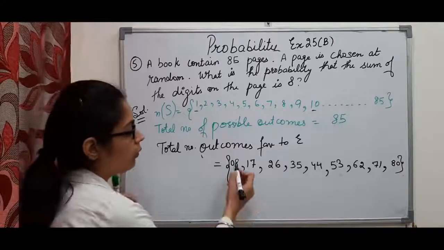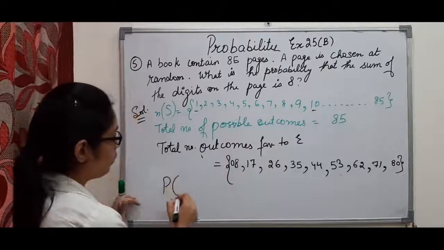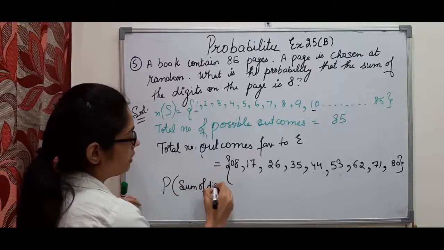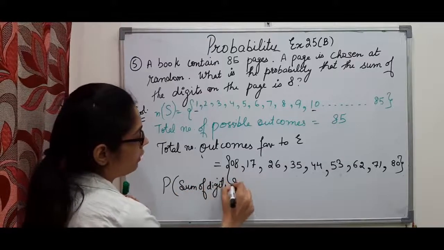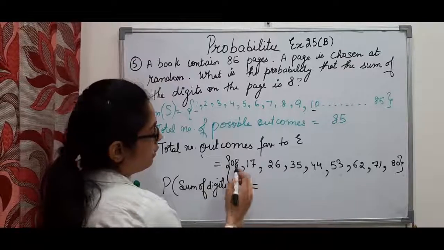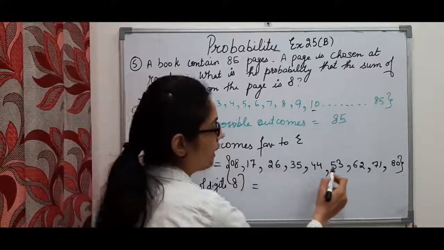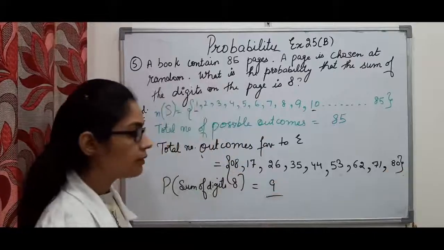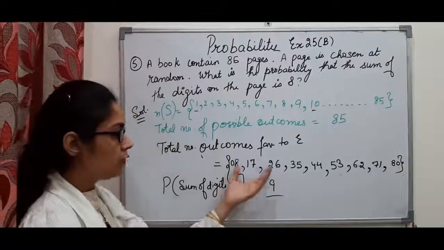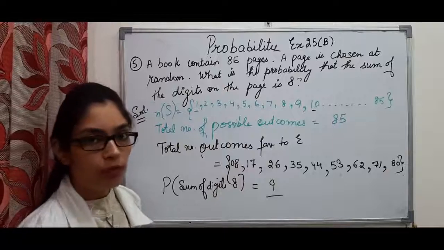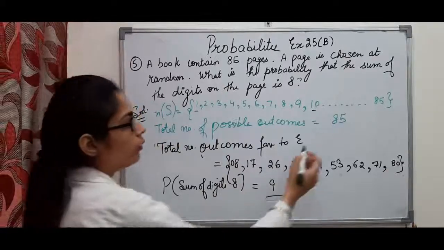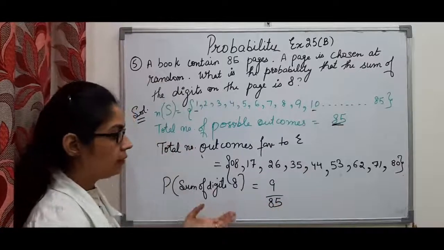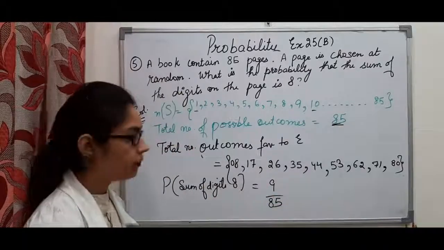Now we will count them. So probability of a sum of digits equal to 8: you can write it in full. It will be 1, 2, 3, 4, 5, 6, 7, 8, 9. So a total of 9 numbers are there which are giving me a sum of digits equal to 8. Total number of possible outcomes is 85. So our answer is 9 by 85.